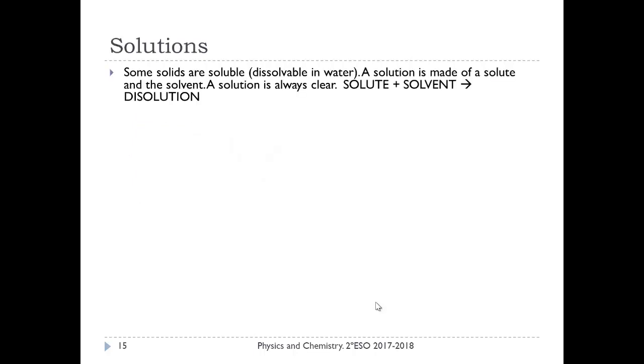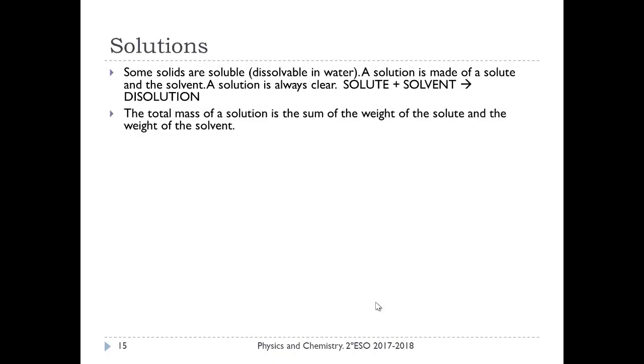Solutions are a kind of mixture, but they have some differences. Some solids are soluble, for example, in water, and a solution is made of a solute and a solvent. The solute is what we are going to try to dissolve, and the solvent is the liquid where we are going to dissolve the solute. A solution is always clear. That's very important. So we can establish this simple equation: solute plus solvent produces a solution. The total mass of a solution is the sum of the mass of the solute and the mass of the solvent.